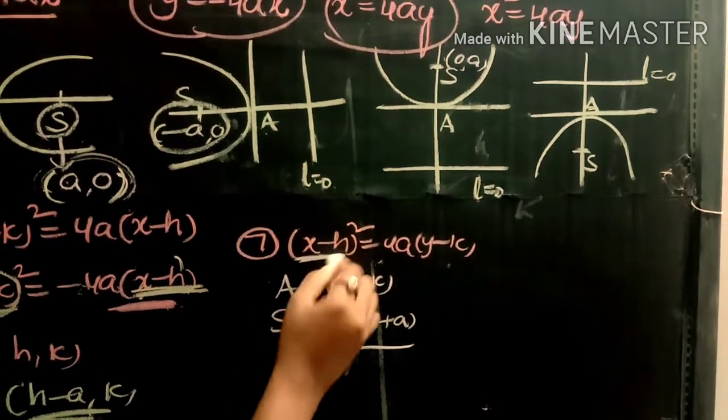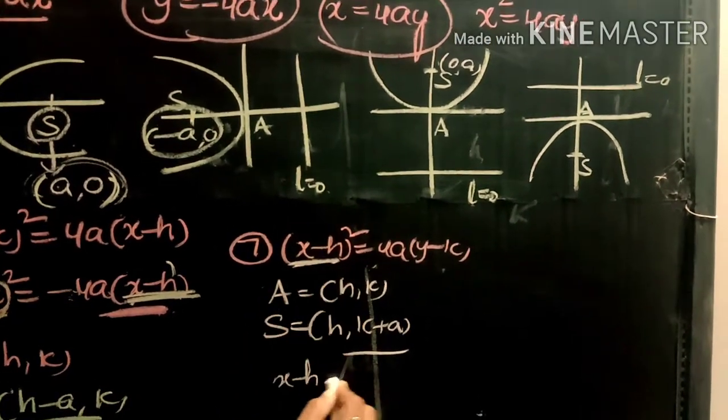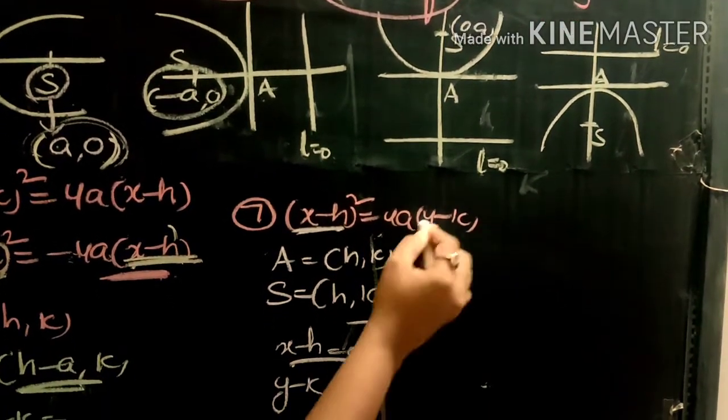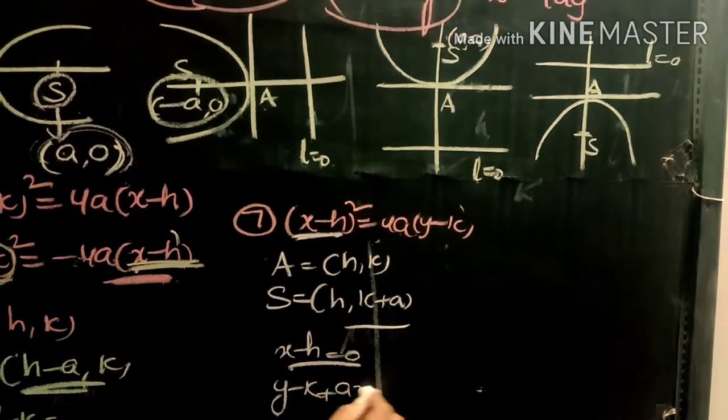And the axis of the parabola means we take x minus h is equal to 0. And the equation of directrix is y minus k plus a equals 0. This is the equation of directrix.